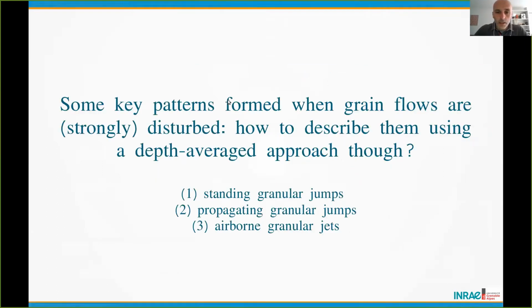So that's why we need to develop alternative approaches. Of course, there exist some other more complicated 2D models, but this is not the topic of my talk today. I would like to still stick to the depth average approach and try to describe the key processes that are at stake when the flow interacts with an obstacle based on a depth average approach. So I will consider 3 key patterns: the standing granular jump, the propagating granular jump, and the airborne granular jet.